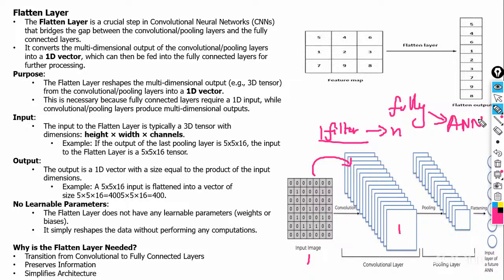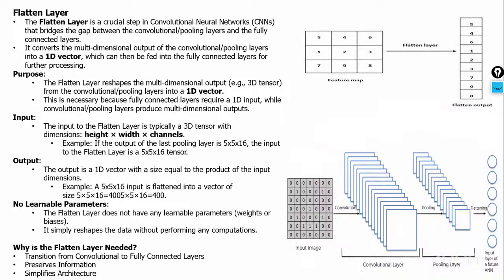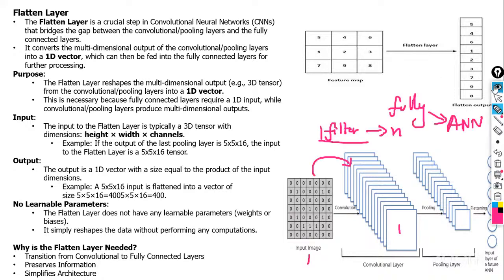Right? So in CNN, this flatten layer, whatever you have at the last, this one, will act as a bridge between the convolution layer, pooling layer, and fully connected layers. So next to the flatten layer, you will have fully connected layers. Now let us understand what is the purpose of the flatten layer.